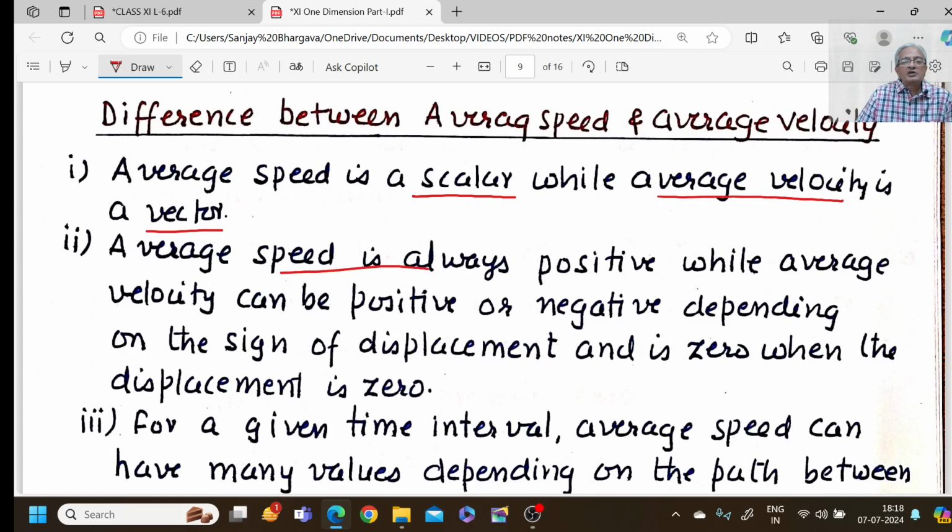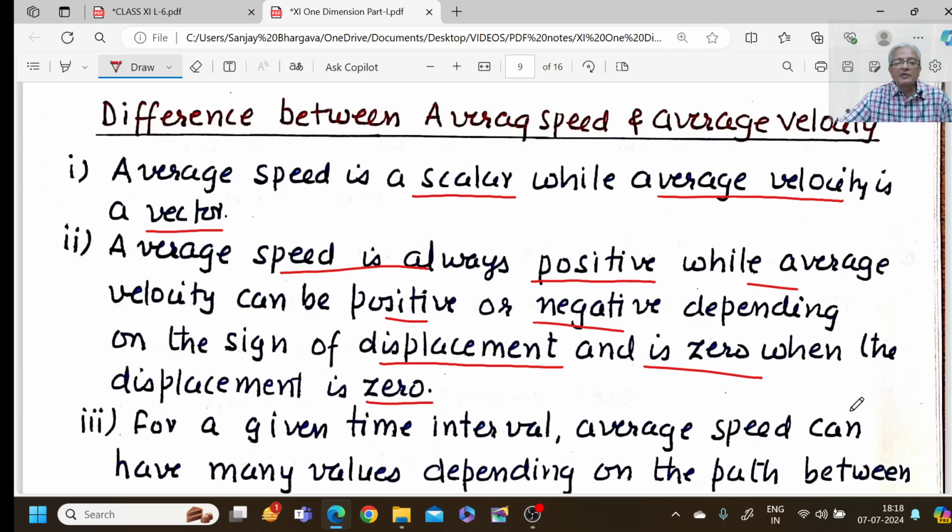Average speed is always positive, while average velocity can be positive or negative depending on the sign of displacement. So what is the sign of average velocity? It has the same sign as that of average displacement. And average velocity could be 0 when the displacement is 0.